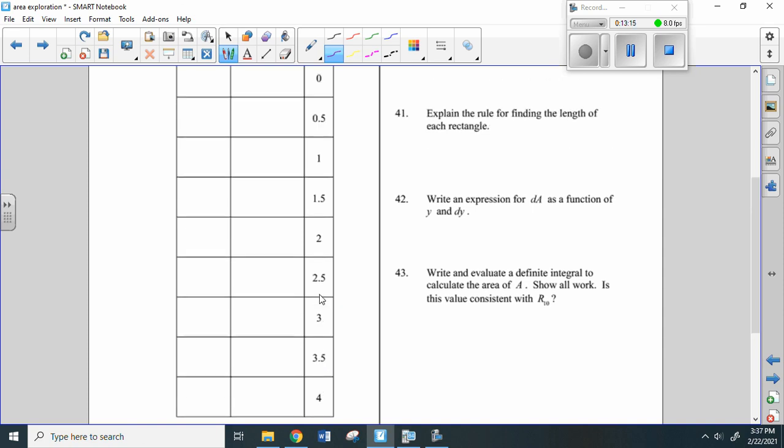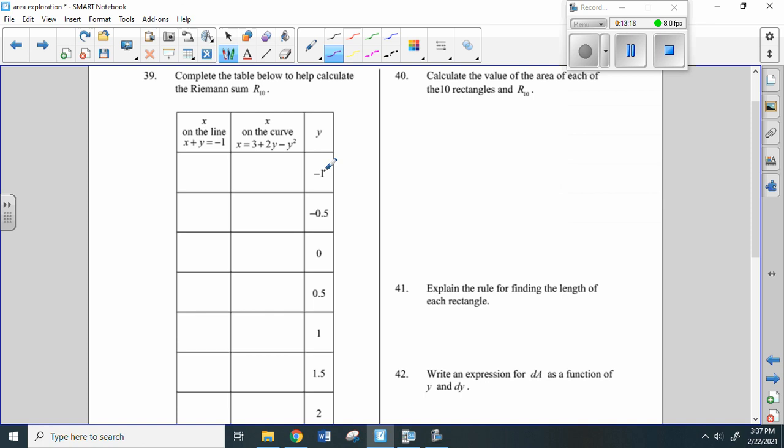All right, and we're literally plugging those Y values into these two equations and getting the X value that goes with it, because that's going to give me the values that I subtract when I do left minus right to get the length of each rectangle. So it's just a lot of calculations right now.